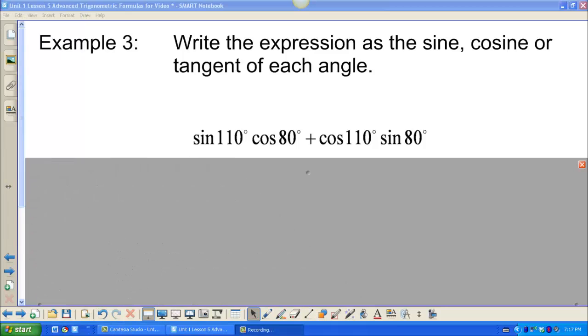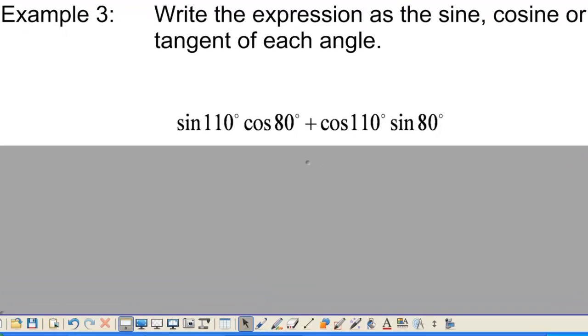And we are at example trace. And believe it or not, this is one of the simplest problems. It should take you less than 30 seconds in your homework, and yet is one of the most missed questions kids will get, because this is just a problem that takes the sum and difference formula and goes backwards. They want you to write the expression as the sine, cosine, or tangent of each angle.